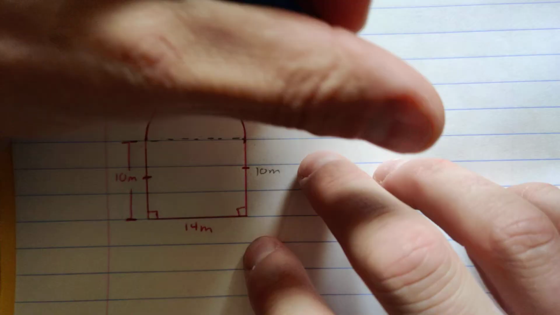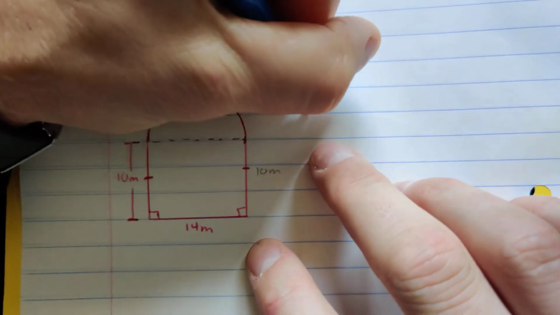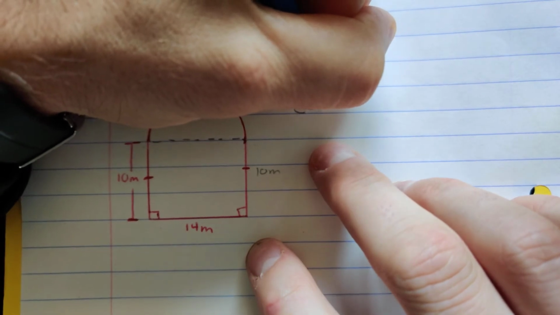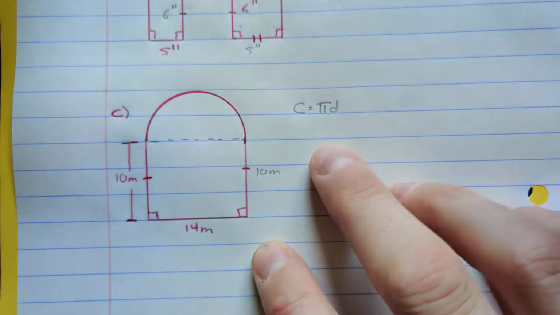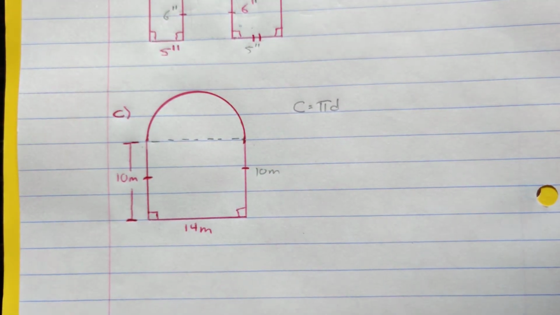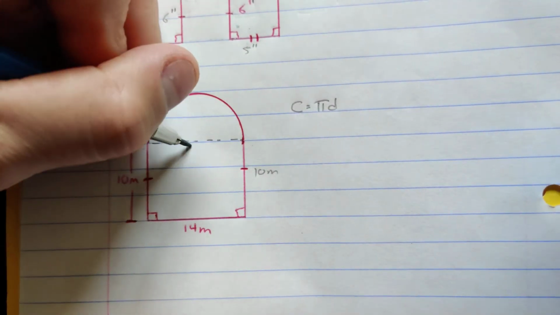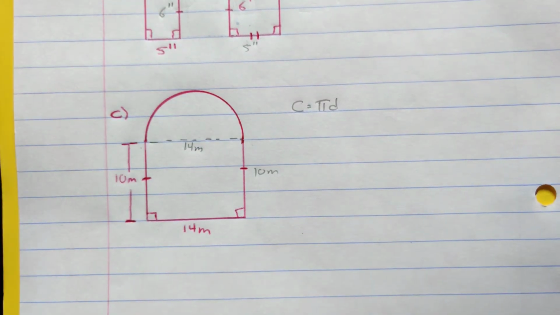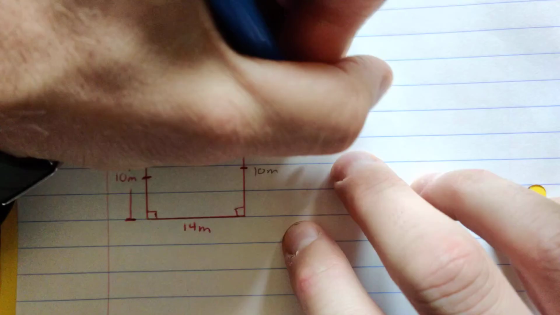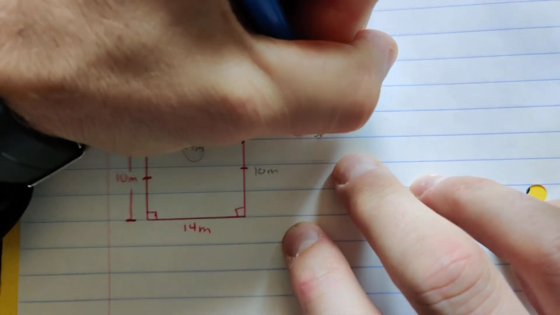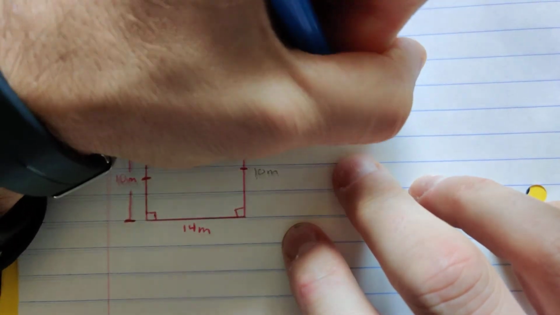And we know the formula for a circle is circumference equals pi d. Well, what's the diameter? Well, this side should be 14 meters. Now be careful, don't use this side later on. But we're going to use it right now. 3.14 times 14.